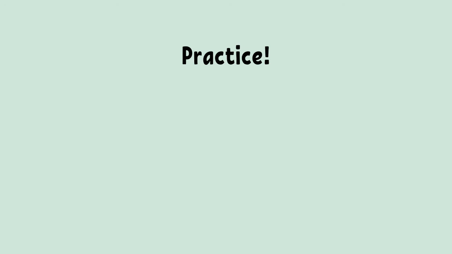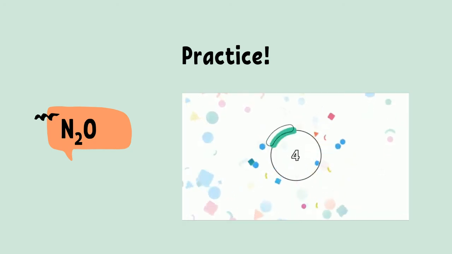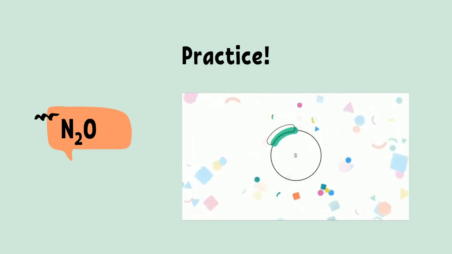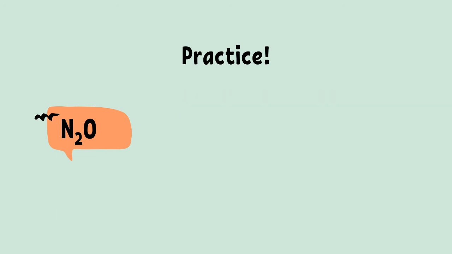Okay, let's have practice to see if you understand the topic that we discussed in naming covalent compounds. First example, try to examine what you think is the name of this compound. Okay, the name of this compound is dinitrogen monoxide.